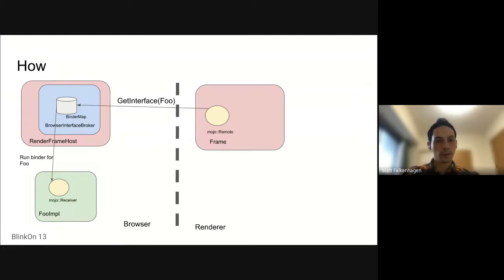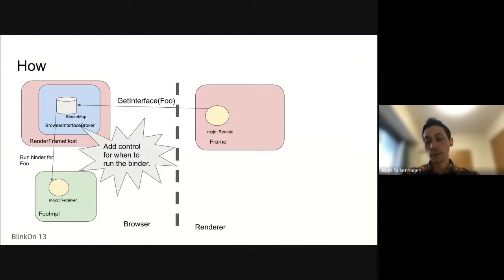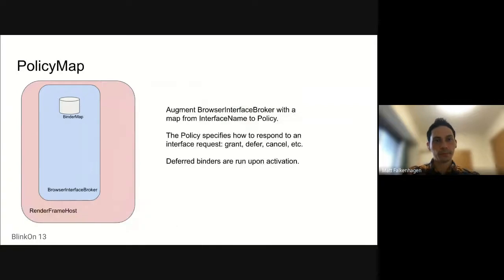So we think this is a good spot to control Mojo interfaces that the renderer can have by controlling when and whether to run these binders. So looking at how this mechanism works, we're going to add to browser interface broker, in addition to this map of binders, a corresponding map of policies. So the policies will say, given interface X, what should we do with it?